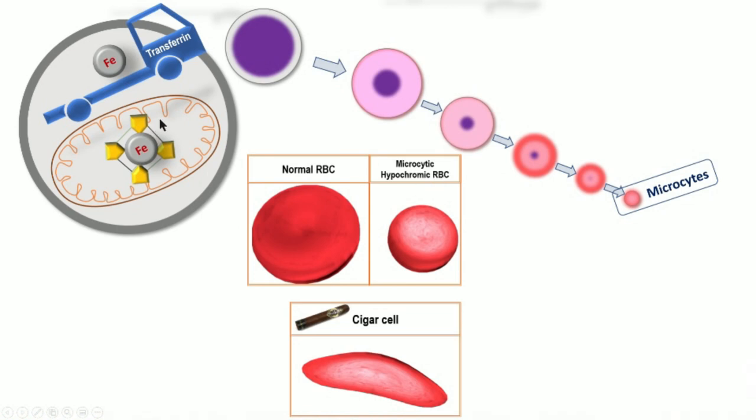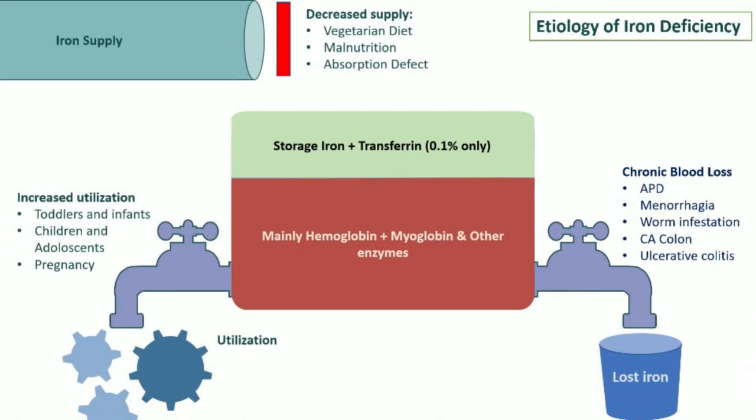And of course due to lipid peroxidation, there would be abnormally shaped RBC, and some of these abnormally shaped RBC resemble a cigar or pencil. They are called cigar cell, pencil cell, or elliptical cell. What are the causes of iron deficiency anemia? It could be due to decreased supply, for example vegetarian diet, because it is a poor source of iron, malnutrition, as well as absorption defect, for example celiac disease.